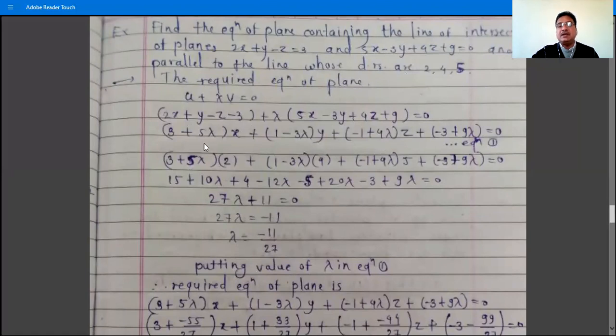Therefore, since the plane star is parallel to the line whose direction ratios are 2, 4, 5, we have (2 plus 5 lambda) into 2, the direction ratios of the line, plus (1 minus 3 lambda) into 4 plus (minus 1 plus 4 lambda) into 5 is equal to 0.